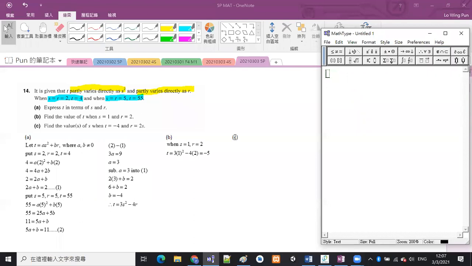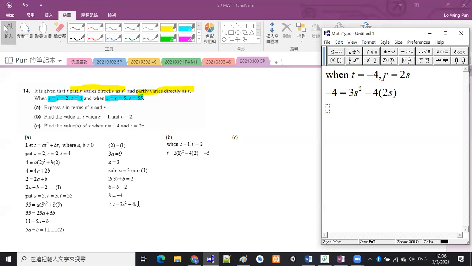So when t is equal to -4 and r is equal to 2s, this one is a little different, right? Because this time r is not given as a number, it is given as r equals 2s. So what can you do? Nothing special, you just substitute. Okay, so substitute into our equation. t becomes -4 is equal to 3 times s squared. We do not have information of s, so we just write s squared. Minus 4 times r, and r becomes 2s.